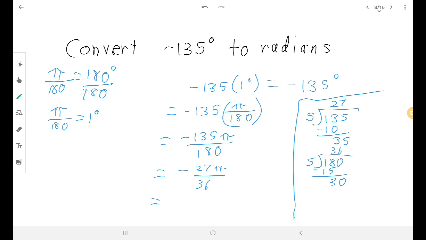And you should be able to see that both of these numbers divide by 9. So let's reduce again, this time by 9. If I do 27 divided by 9, I get 3. And pi is still there. And 36 divided by 9, I get 4. So negative 3 pi over 4 radians is what is equivalent to negative 135 degrees. All right. I'll give you a moment to look at that.